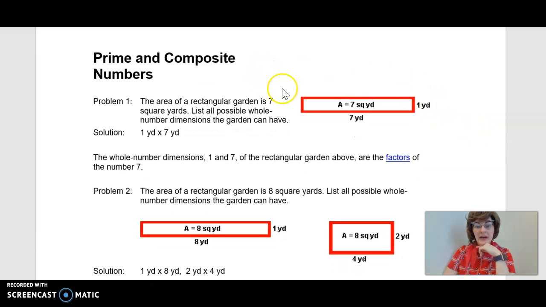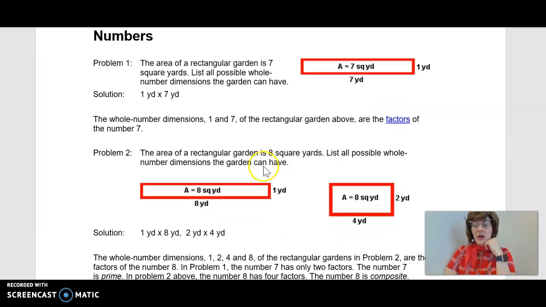Here we have problem number 1. The area of a rectangular garden is 7 square yards. List all the possible whole number dimensions that the garden can have. Well, the only option here for whole numbers is 1 yard times 7 yards. There is no other option within whole numbers. So the rectangular garden that is 7 square yards must be 1 times 7.